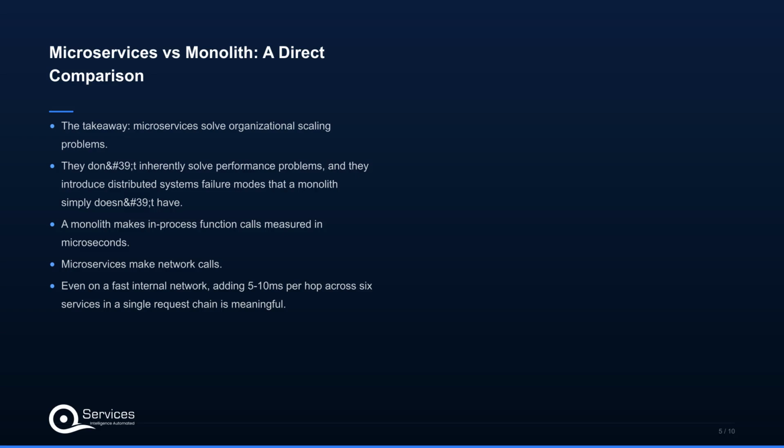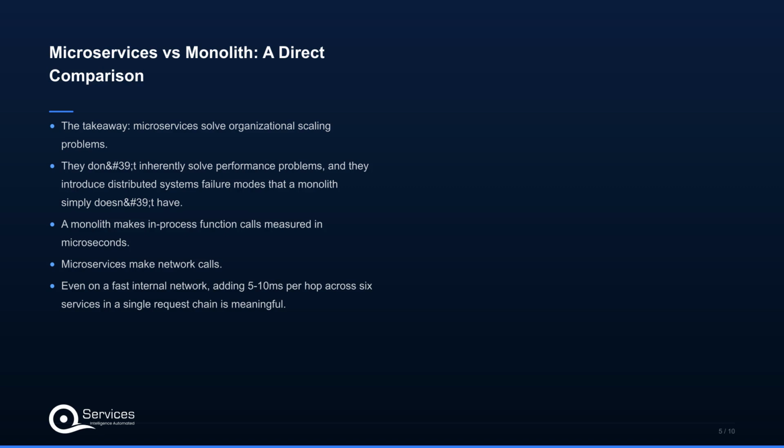Now, microservices versus monolith, a direct comparison. The takeaway: microservices solve organizational scaling problems. They don't inherently solve performance problems, and they introduce distributed systems failure modes that a monolith simply doesn't have. A monolith makes in-process function calls measured in microseconds. Microservices make network calls. Even on a fast internal network, adding 5 to 10 milliseconds per hop across 6 services in a single request chain is meaningful. This doesn't make microservices slower overall, but the latency profile changes and has to be explicitly designed for, through caching, async messaging, and circuit breakers.